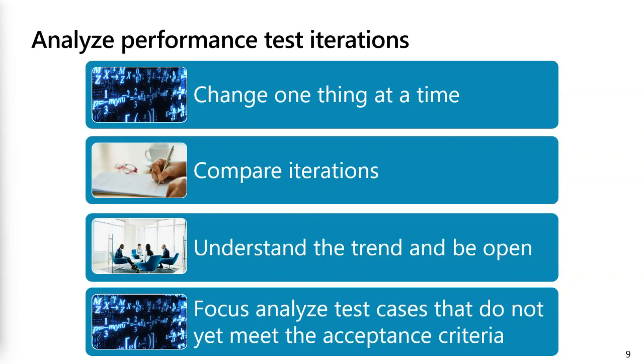Analysis of performance test result continues during test iterations. Ideally, you should only change one thing at a time for a given test case. Compare iterations of test cases and test runs. Are we on the right track? Are we getting closer to acceptance, or are we going into the wrong direction?